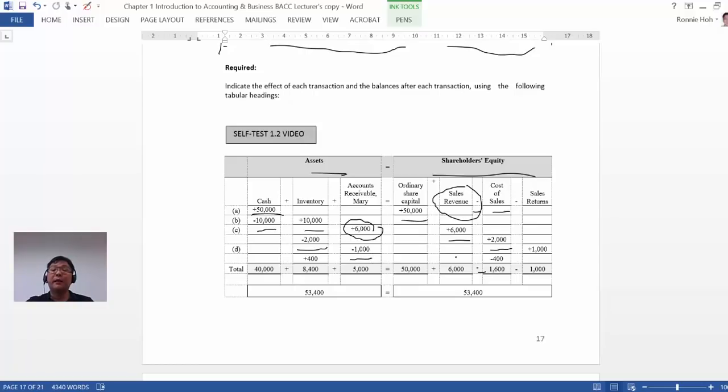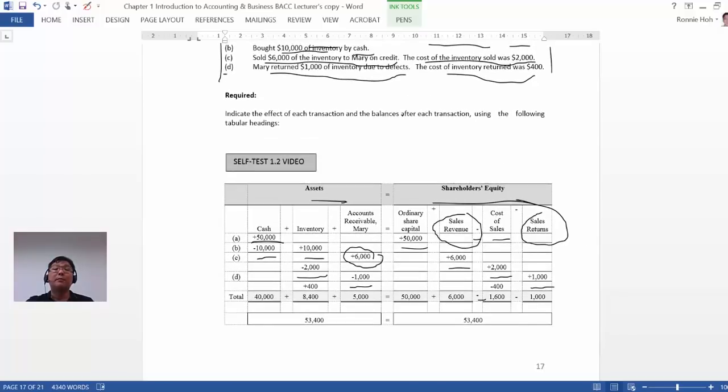Then at the same time, by right, our sales revenue should decrease by $1,000. But instead of recording here as minus 1,000 in the sales revenue column, we want to keep track of the amount of sales return separately. So if that's the case, we open up a dedicated account for it called sales returns. And since 1,000 was returned to us, that sales return account should have increased by $1,000. Okay? So far so good? Alright, if so, let's finally move on.